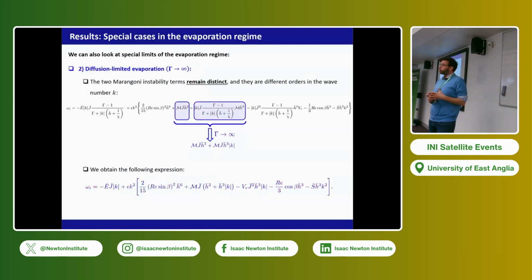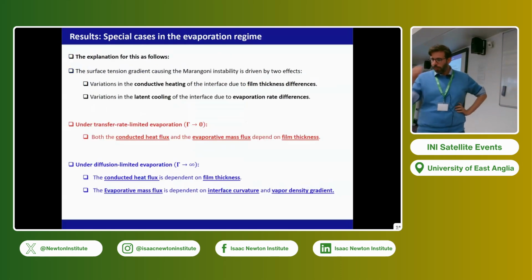So for the diffusion limited evaporation, when gamma goes to infinity, the two Marangoni terms remain distinct, okay? And they are also of a different order in the wave number k. And so we obtain another expression that we report here. So now let's try to find an explanation for that.